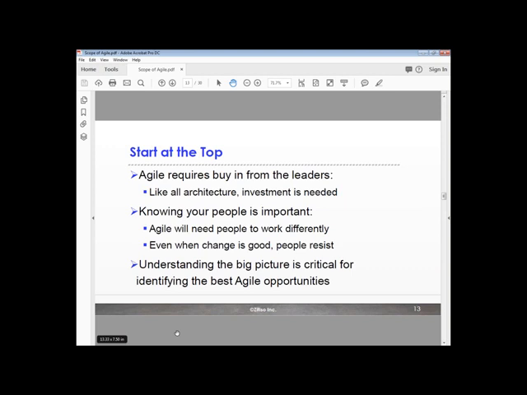We need to make sure people understand that, and that they allocate the appropriate time and resources to supporting the Agile project. So in order to do this, I really need to step back and see the bigger picture, so I can see the Agile opportunities and start building from there.